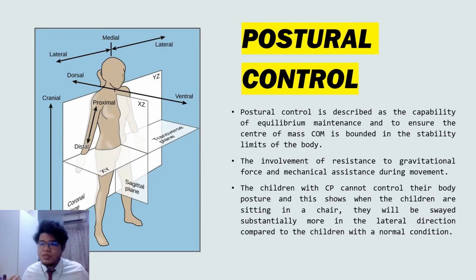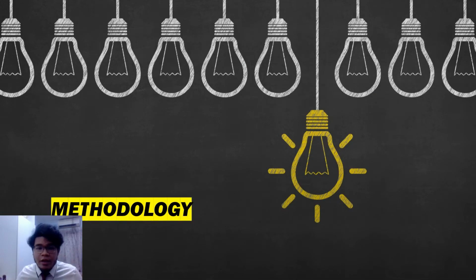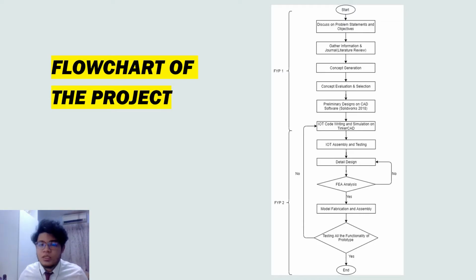They will sway substantially more in the lateral direction compared to children with a normal condition. What it means is that their head will move in the lateral direction, like over here, lateral direction. So it will move like this. So they must have something to hold their head. Alright. Okay, so let's move on. Alright, and then we move on to the methodology, how I did it and why I did it. So this is the flowchart of the project.